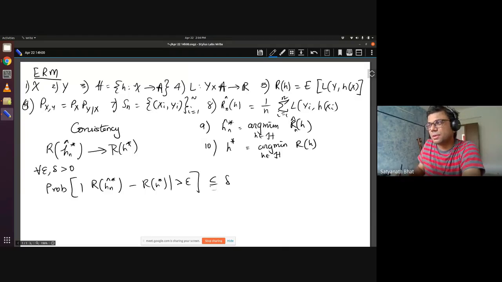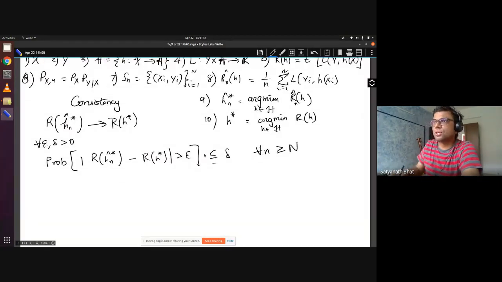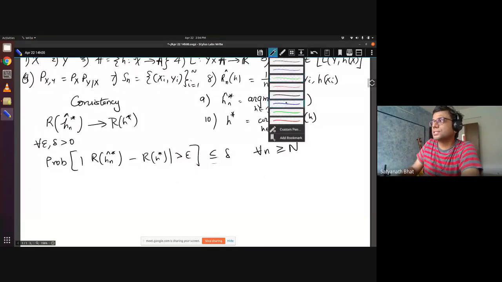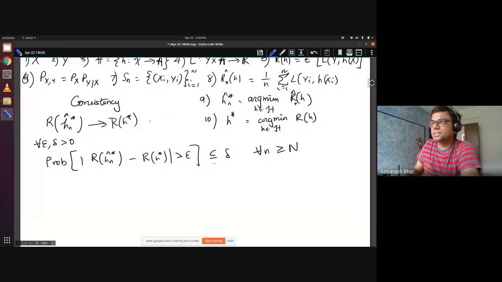Sometimes in the previous class, I might have missed this. It doesn't matter really whether you put it or not, but let's just consistently try to put less than or equal to. So this probability should be less than or equal to delta for all n greater than some n. And then we saw that consistency also gives us another desired result, through consistency and uniform convergence. Consistency is achieved if and only if we have uniform convergence.